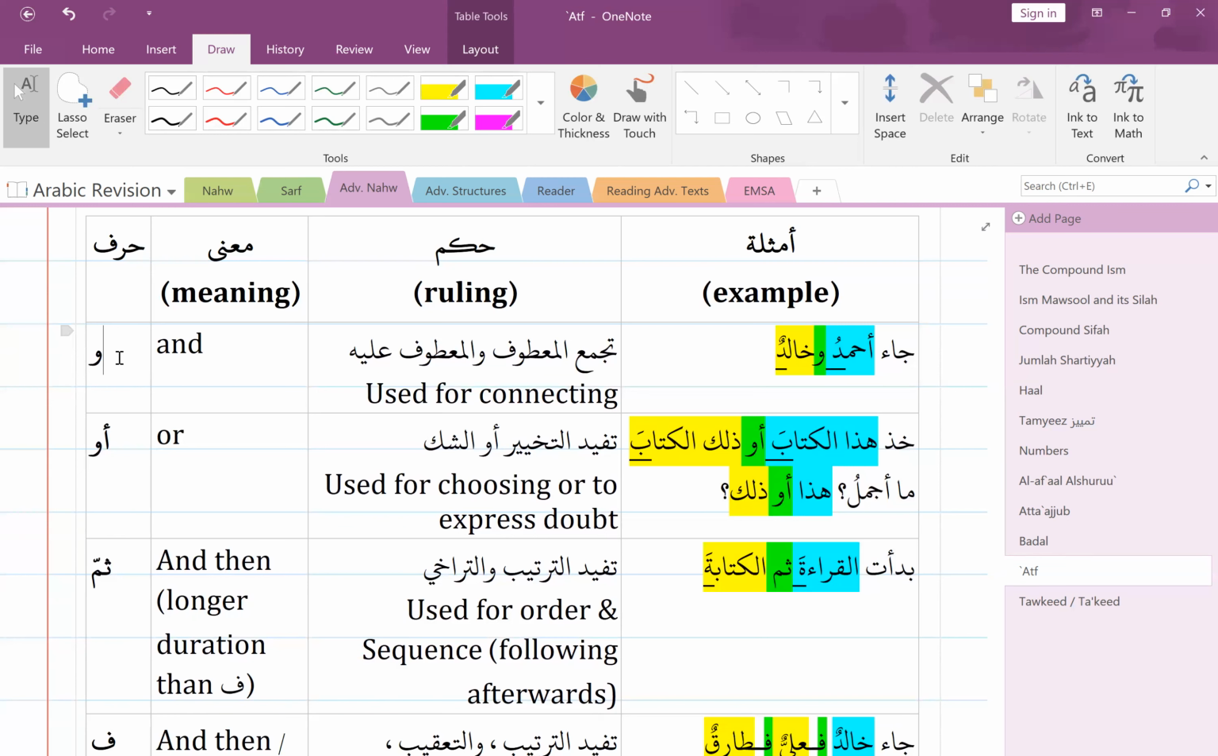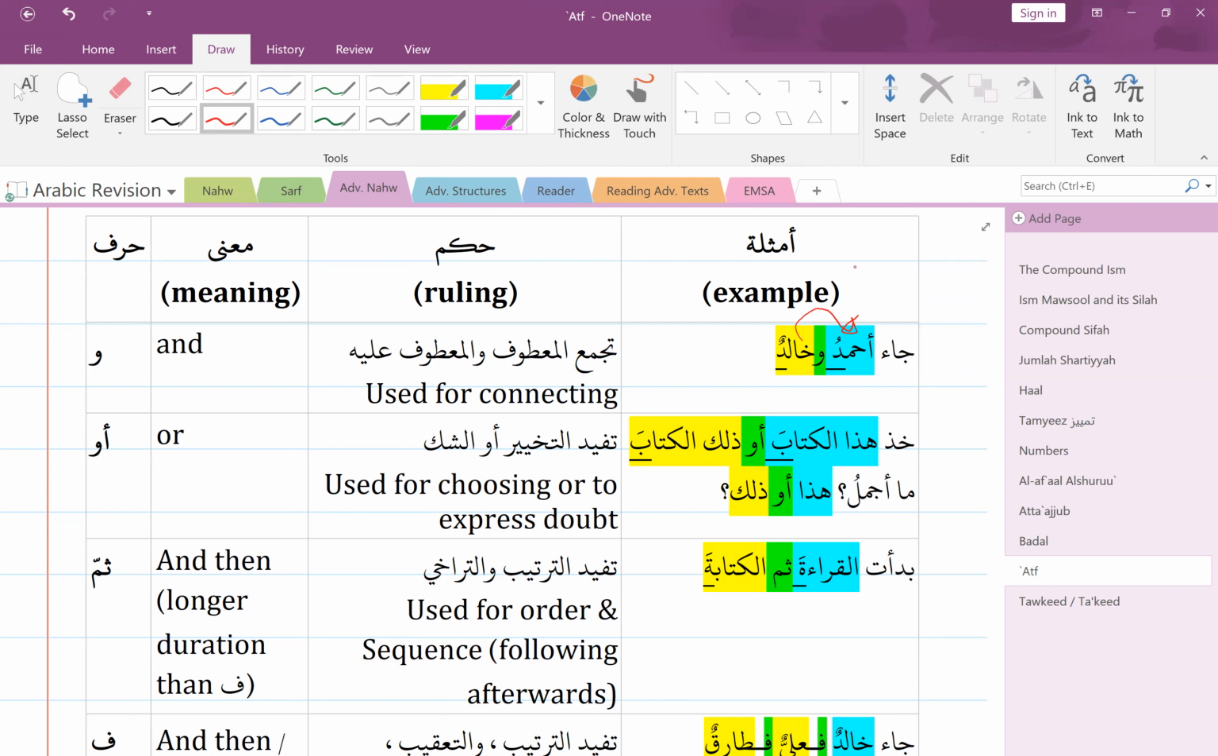تجمع المعطوف والمعطوف عليه. That's its main purpose. For example, we're saying here جاء أحمد وخالد. Okay, and the ruling is that, of course, as we learned before, the ma'tuf is going to have the same status as the ma'tuf alayh. So it's going to match. That's why it's Ahmadu, and that's why it's Khalidun in this case, because it's fully flexible. Okay, so that is an example of harf atf.